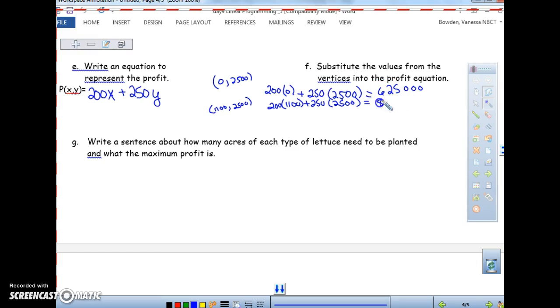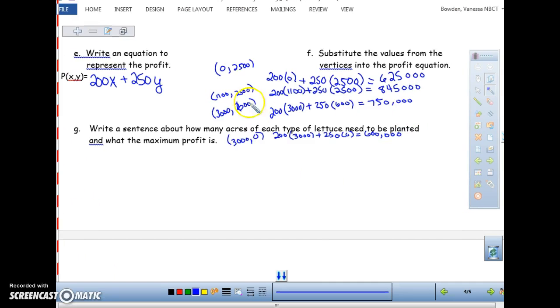And that would have given us $845,000. And we're going to continue to do that for each one of our vertices. Okay, so once we put all of our corner points into our profit equation, we want to look and see which one gives us the biggest profit. And so 845,000 looks like that's the largest.